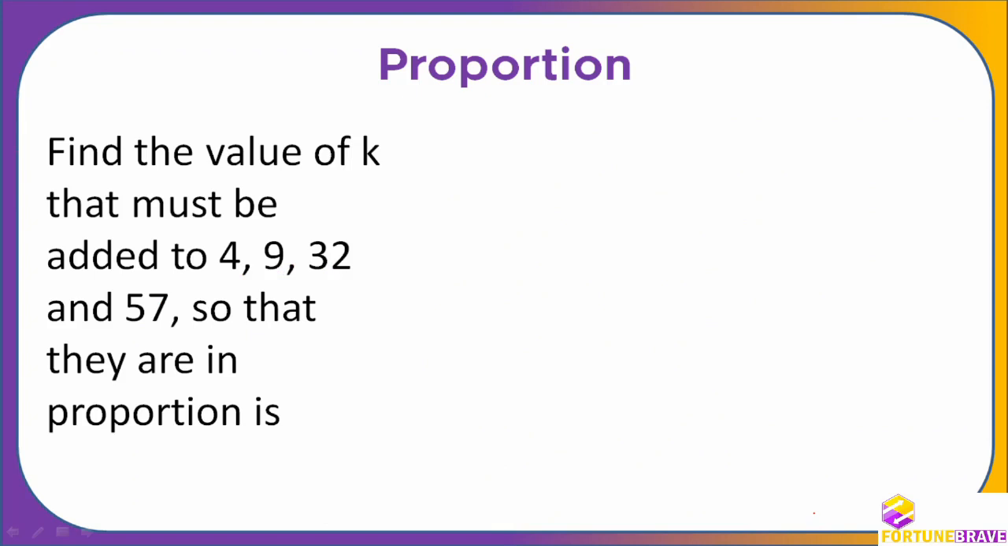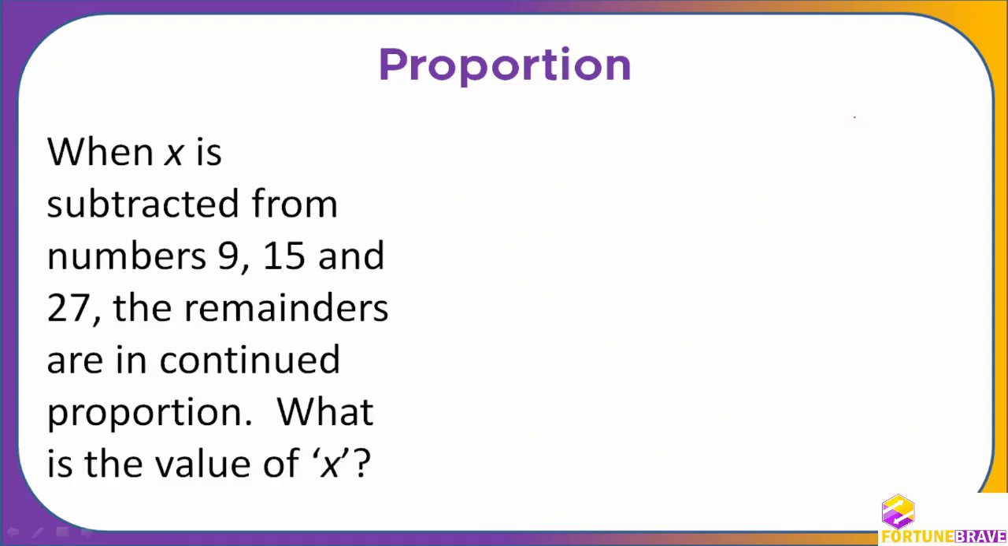Okay, one more question. Find the value of k that must be added to... okay, this is the same question. Sorry. When x is subtracted from 9, 15 and 27, the remainders are in continued proportion. So this is very, very important. So I'm writing it down. They are in continued proportion when x is subtracted from 9, 15 and 27.